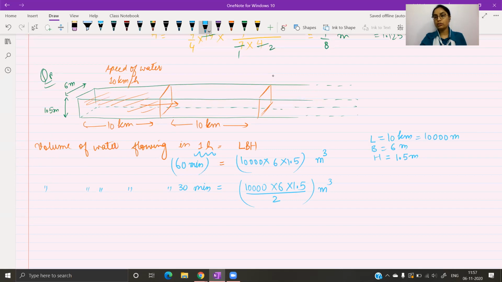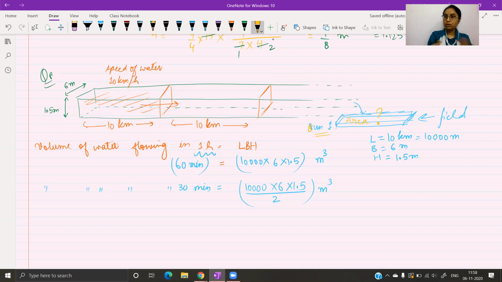Now this water which is flowing falls into a field. And the height of the water in this field is 8 centimeters. You have to find out the area of the field. पानी गिर रहा है फील्ड में और कितना स्टैंडिंग वाटर रिक्वायर्ड है, 8 centimeters is the height of the water in the field. So there is one thing you can do.